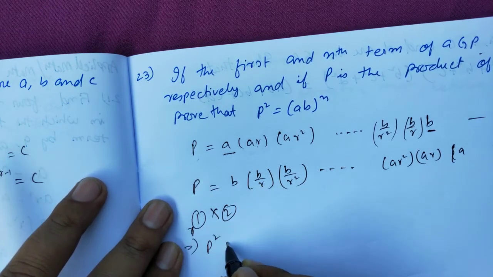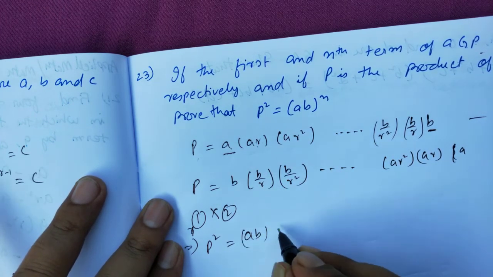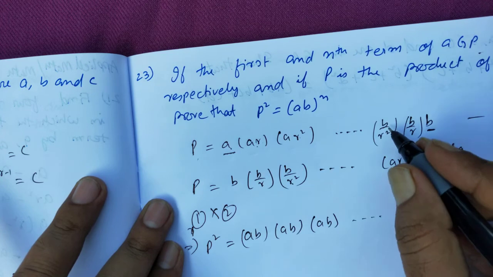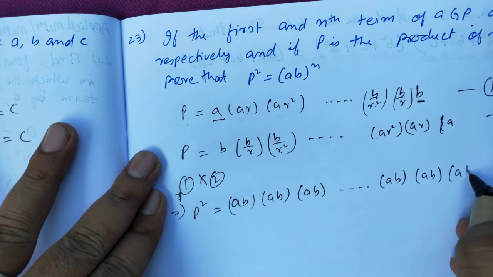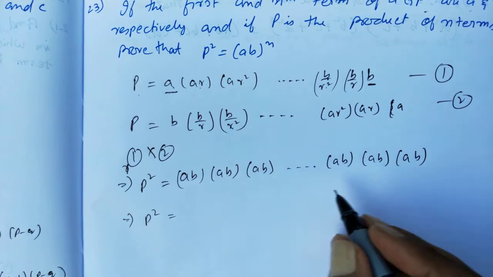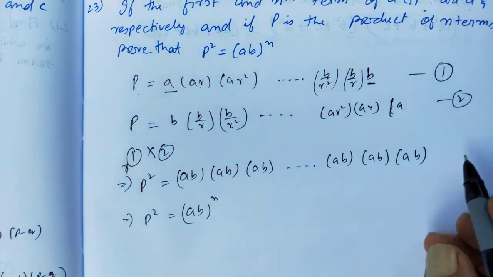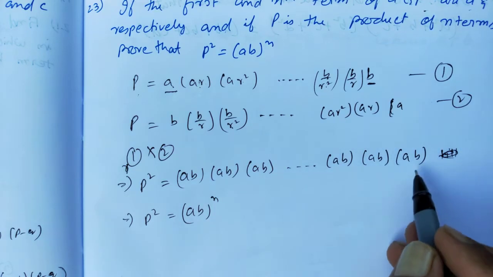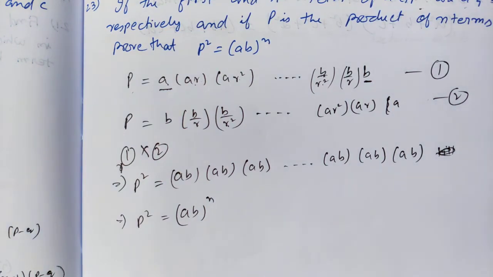The left side will be P square. This is AB. This R will get cancelled. Again you'll get AB. Here R square cancels. You'll get again AB. It goes on like that. This also R square cancels. You'll get AB. You're getting AB till the end. That means P square is, till n terms, AB power n. Since it's going till n terms, AB power n. So your answer is done.